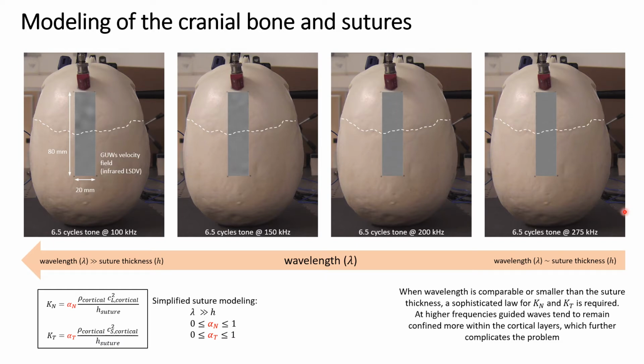But if we work at 100 kHz, then the wavelength of the A0 mode is about 15 millimeters. So in this case, we can assume a simple mechanical law for the suture like the one shown here, where Kn and Kt are directly proportional to the mechanical parameters of the cortical bone and inversely proportional to the width of the suture. And in addition to that, we also introduce the reduction coefficients alpha n and alpha t that we use to take into account the non-perfect contact between the frontal and the parietal portion of the cranial bone.